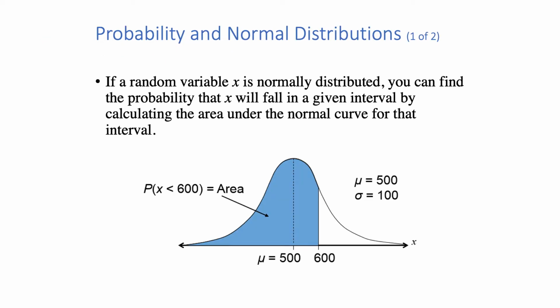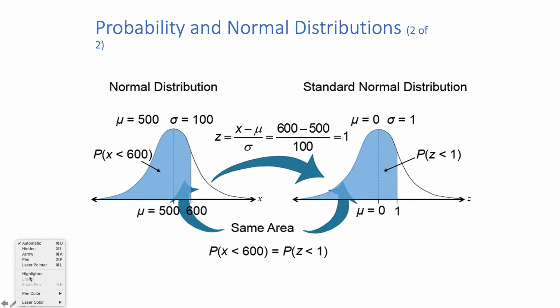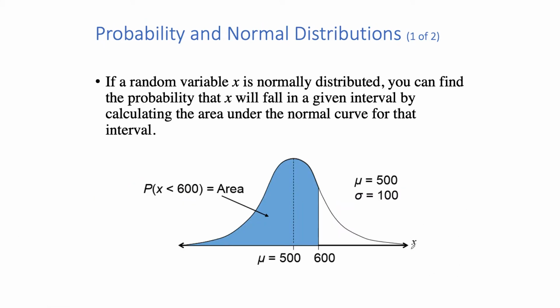Okay, so suppose we start with an example. We have a random variable x. We know it's normally distributed, and we can find the probability that x will be in any given interval. That's the goal. So suppose we want to find, if this is the normal variable x, it's a continuous random variable x here, which is distributed like this.